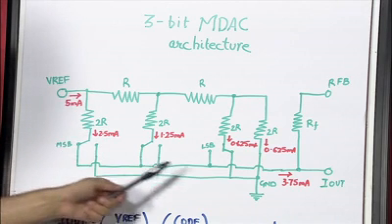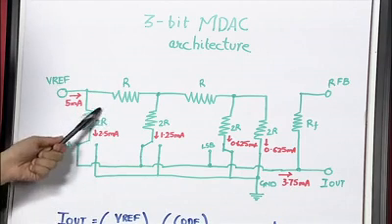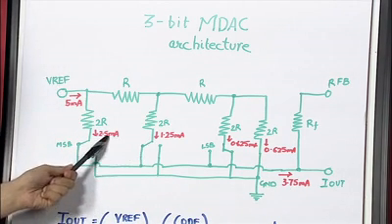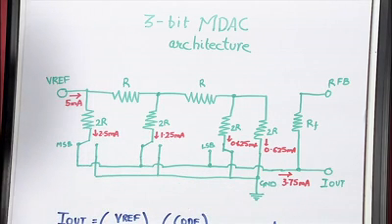Now, calculating the current flowing into I-out is quite simple. All you do is sum this current and this current, 2.5 plus 1.25. That gives you 3.75 milliamps of current flowing into the I-out pin.